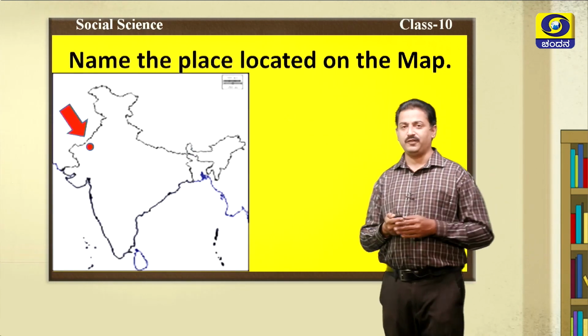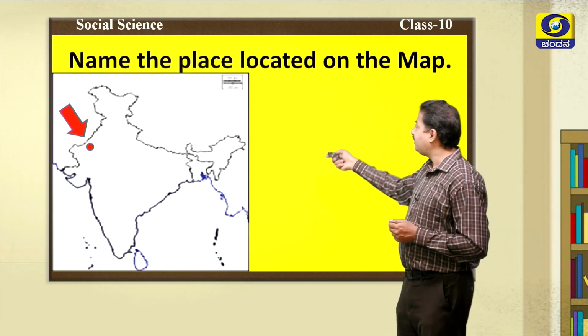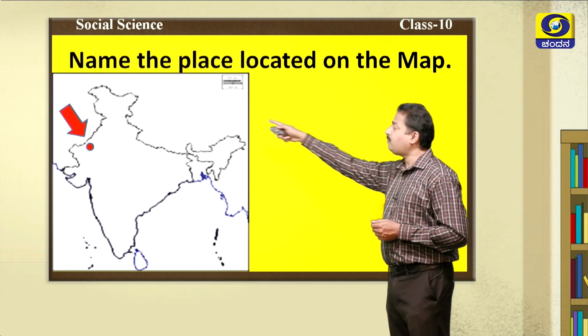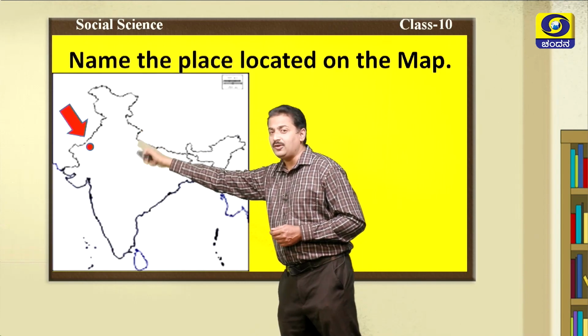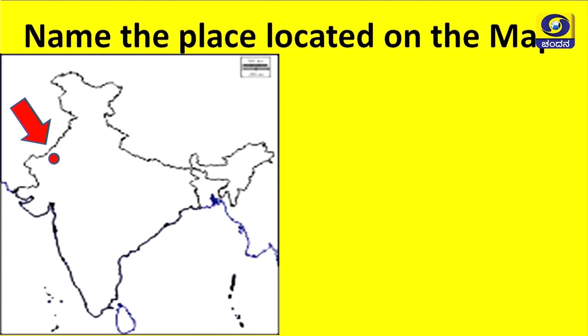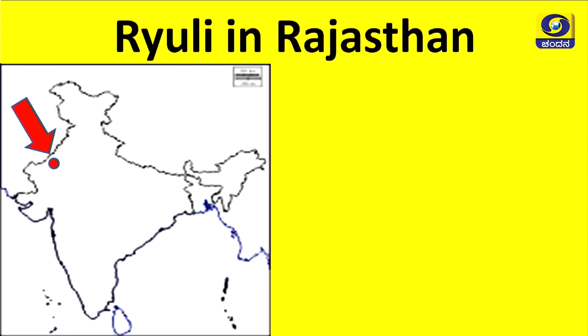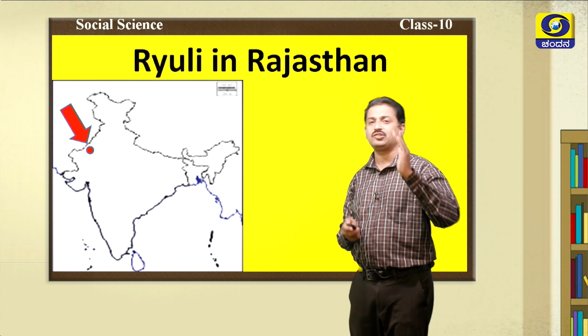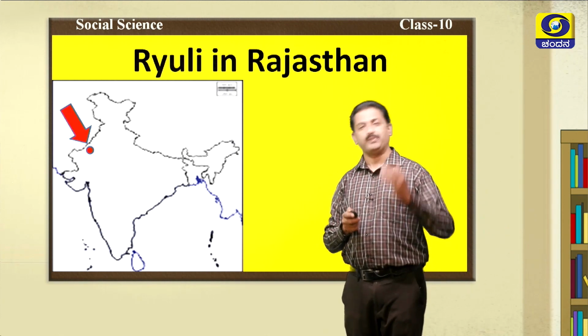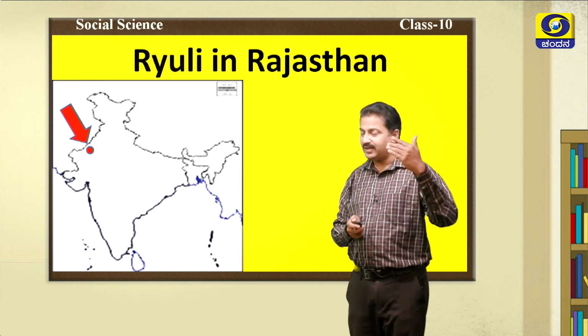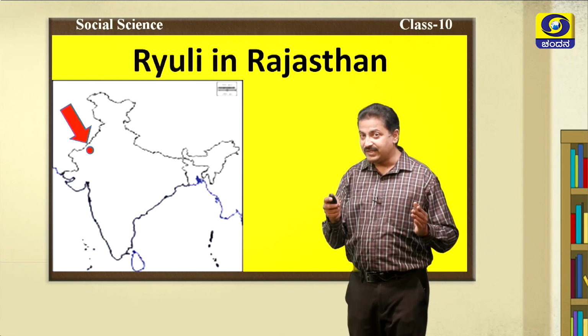One more place for you. See again on this map of India, one more place is located. This is the place which I have located. Can you name this place? Name the place located on the map. Yes, most of you have answered correctly. The answer is Rohli in Rajasthan. This is Rohli. Why is this Rohli known? That also I explain to you in this lesson. It is very interesting, no?